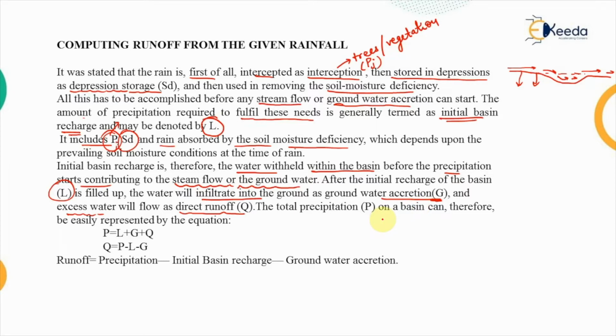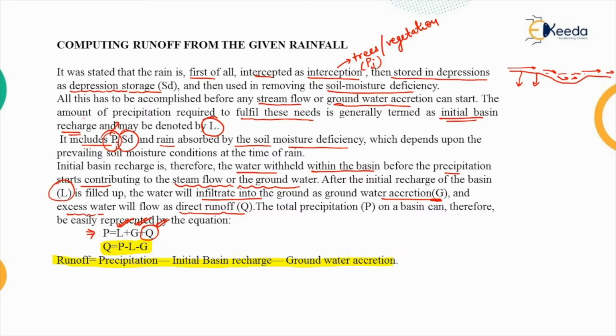The total precipitation therefore can be represented as, out of the precipitation, some part is consumed by the initial basin recharge, the rest is percolated into the ground as the groundwater accretion, and the remaining one is flowing as the runoff. So we are concerned with this Q value. So this can be written as Q is equal to total precipitation minus initial basin recharge minus groundwater accretion. That is the runoff, and that is how we calculate the runoff from the given rainfall. That was the first method.